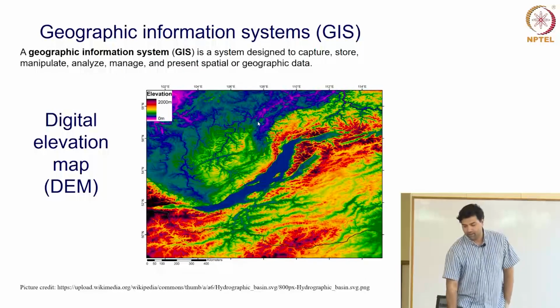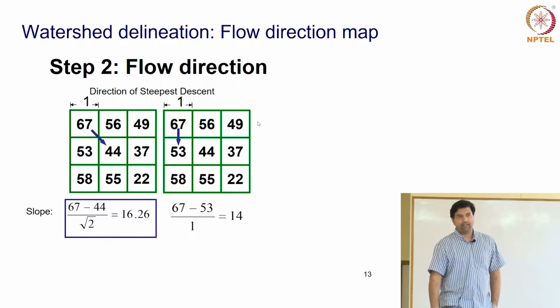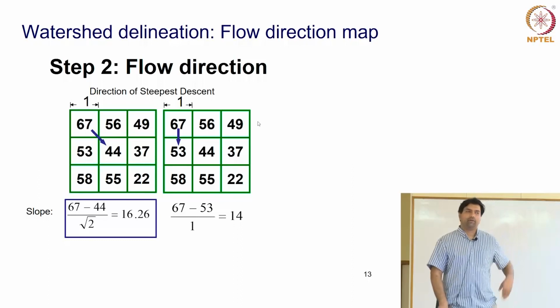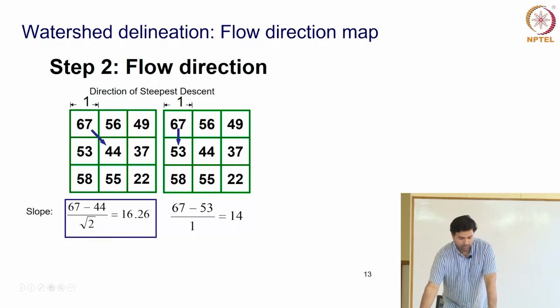Now, how do we determine your catchment or watershed boundary from this DEM? The first thing is to find which direction your water flows, and the best way to do this is to find the direction of steepest descent. From point A to point B, each point has 8 surrounding points. You find out which direction is your steepest slope, and that is the most likely flow of water. Now for the top left cell, the elevation is 67. Your adjoining cells have elevations of 56, 44 and 53.